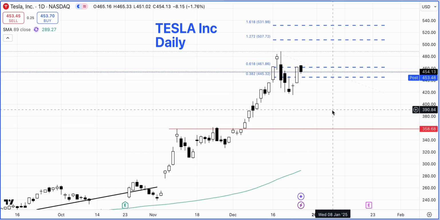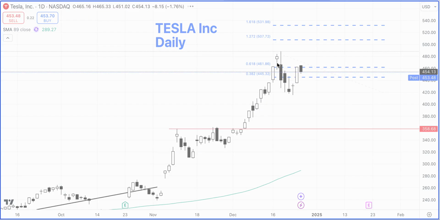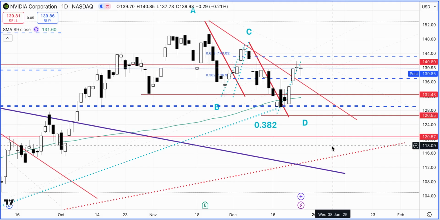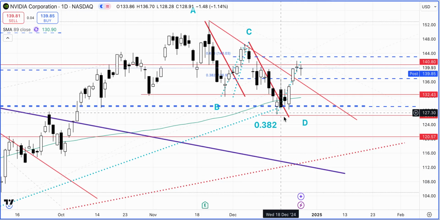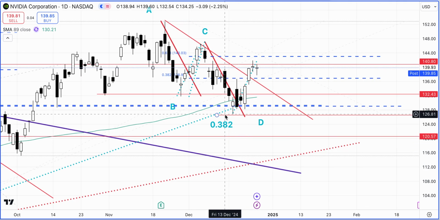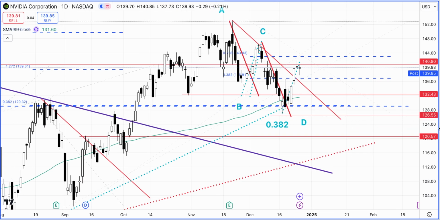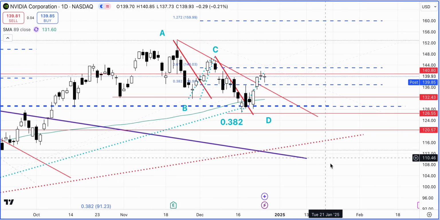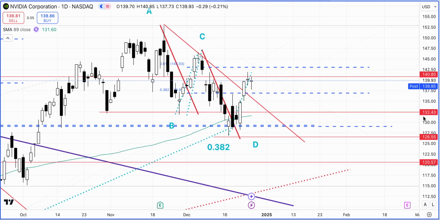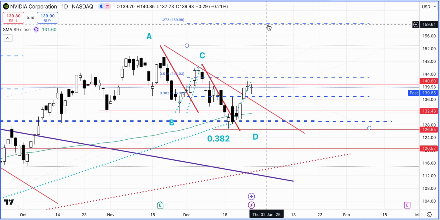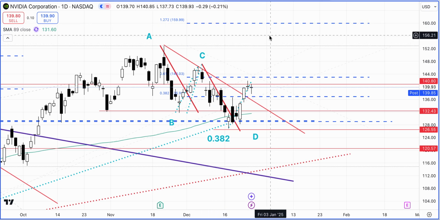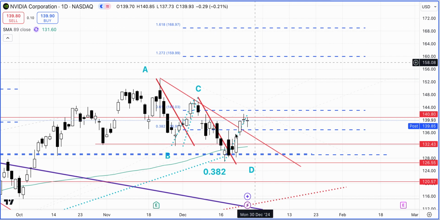And then let's take a look at Nvidia. There we go. So Nvidia also held its support, which was this 38.2% retracement with the ABCD pattern, and there was also this symmetry coming in. So what I am expecting is if it gets above the 61.8% retracement, then it has a chance to actually go for about 160. That's going to be the 1.270 expansion, and maybe a little bit higher to 170.